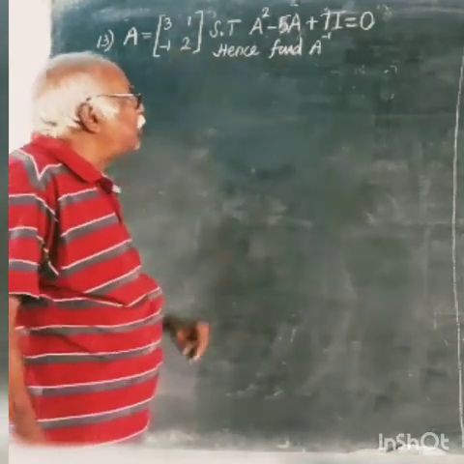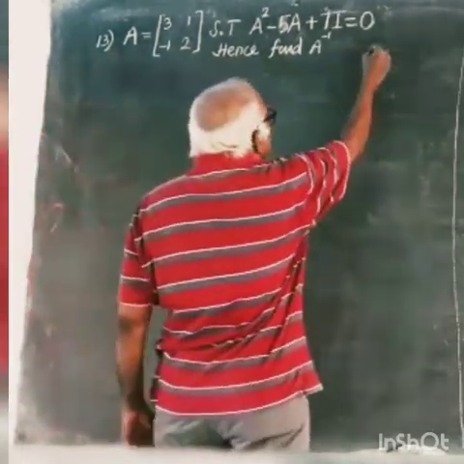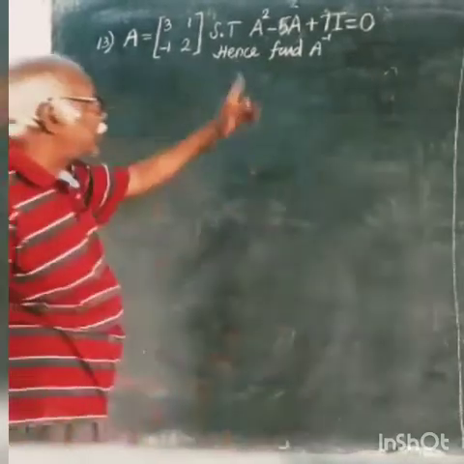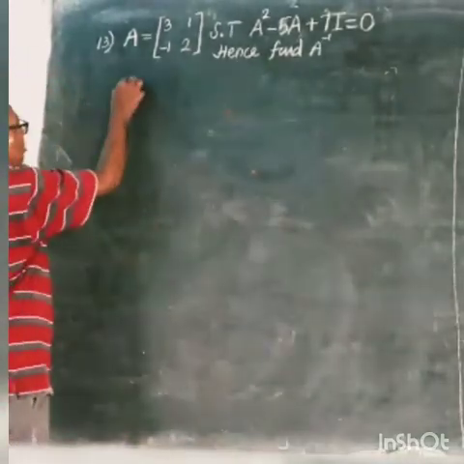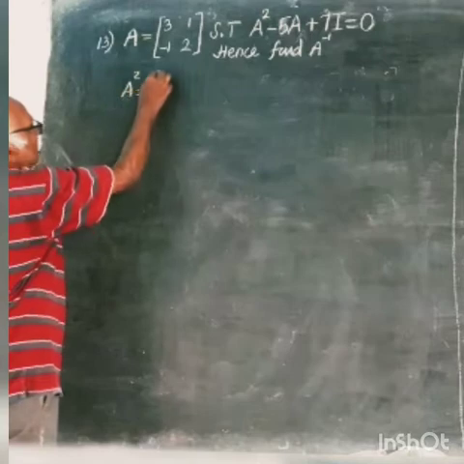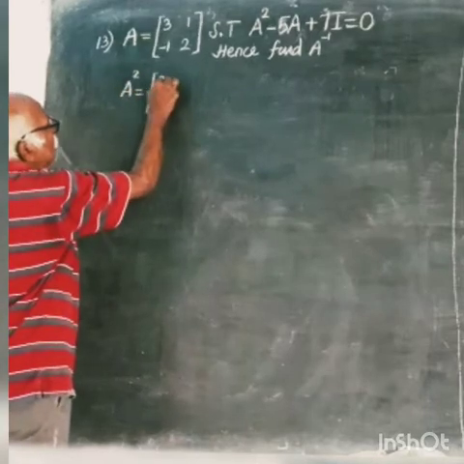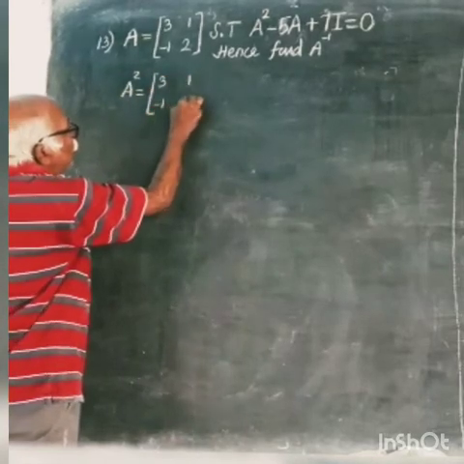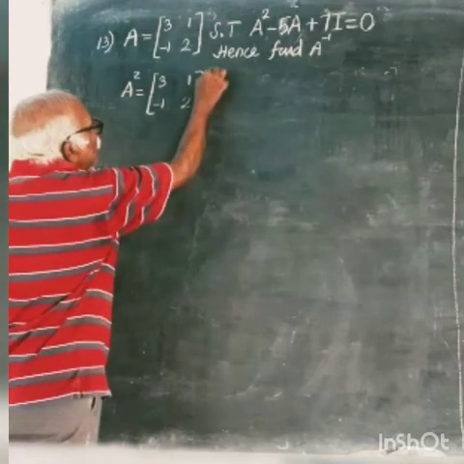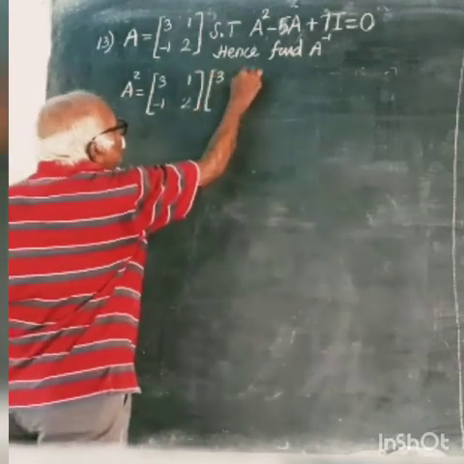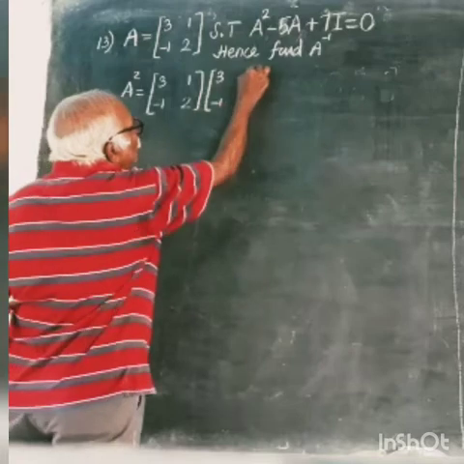Directly we should not find A inverse. But we can find A inverse. What is it? First find A square. What is A square? A square is A into A. [3, 1; -1, 2] into [3, 1; -1, 2] multiplied.